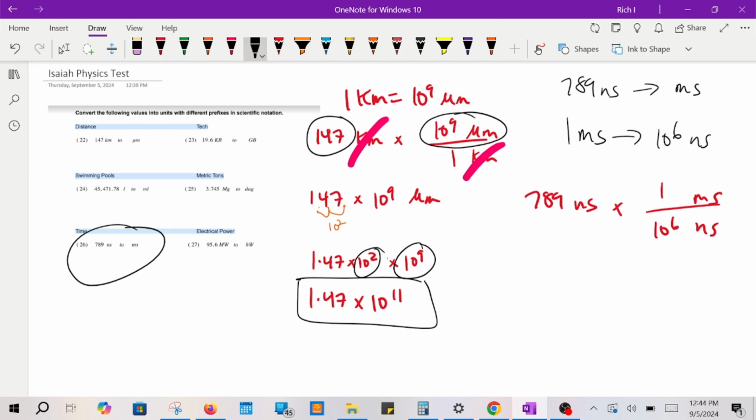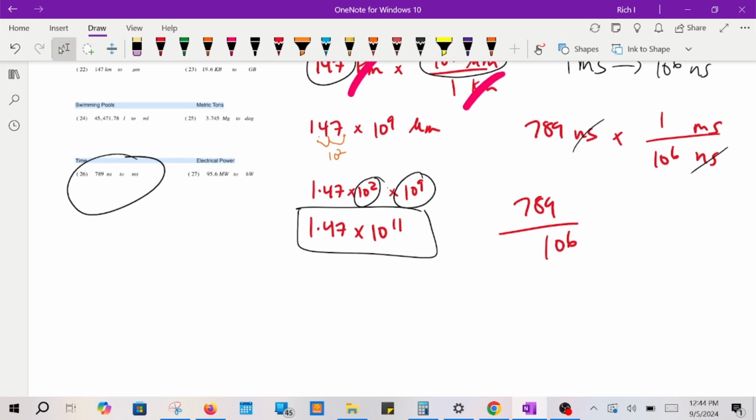We see that the nanoseconds and the nanoseconds cancel. So what are we left with? We're left with 789 times 1, which is the same thing as 789, and then we have 10 to the 6 on the bottom. We're going to move that 10 to the 6 to the top, and that turns it negative. So we have 789 times 10 to the negative 6.